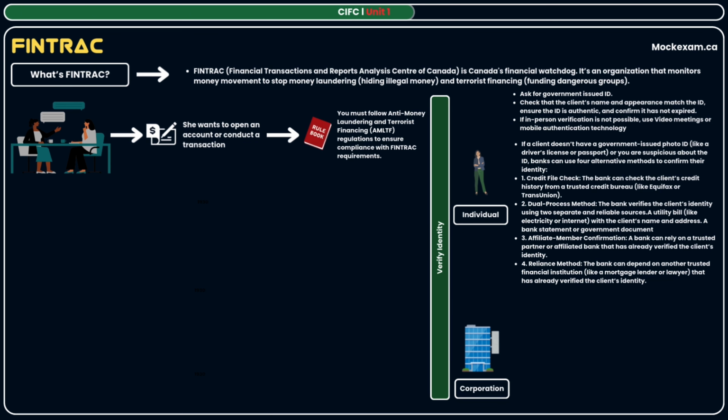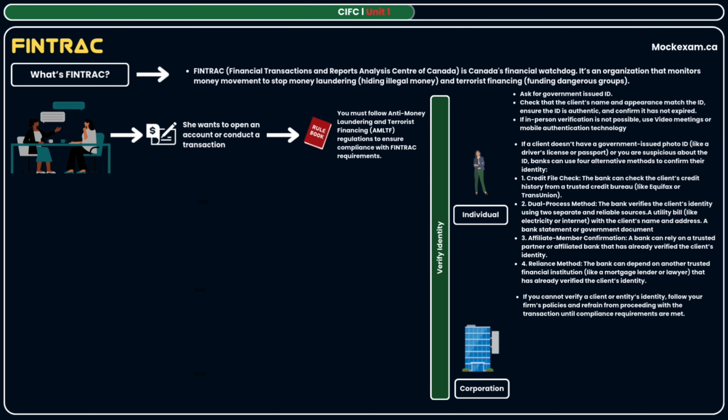The fourth alternative method is the reliance method. What do I mean by that? The bank can depend on another trusted financial institution, like a mortgage lender or lawyer, that has already verified the client's identity. So it's like the third channel. If you cannot verify a client or entity's identity, follow your firm's policy and refrain from proceeding with the transaction until compliance requirements are met.